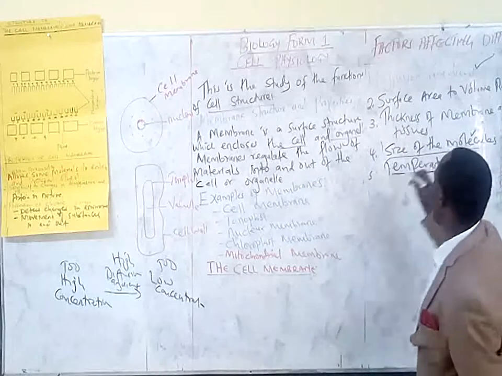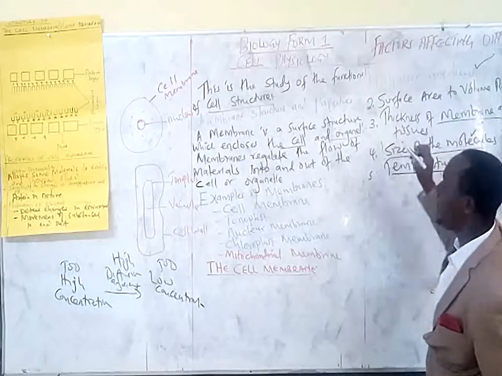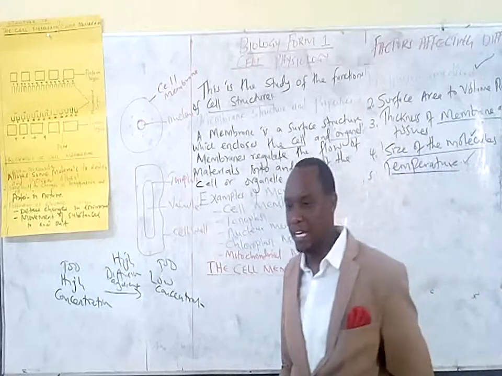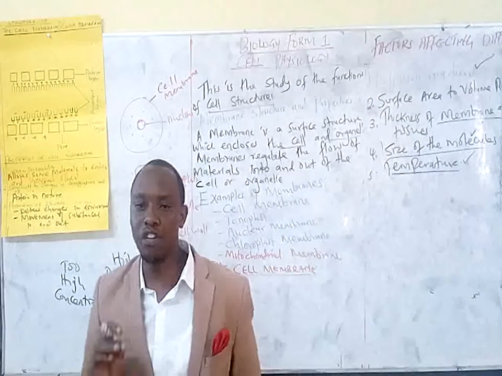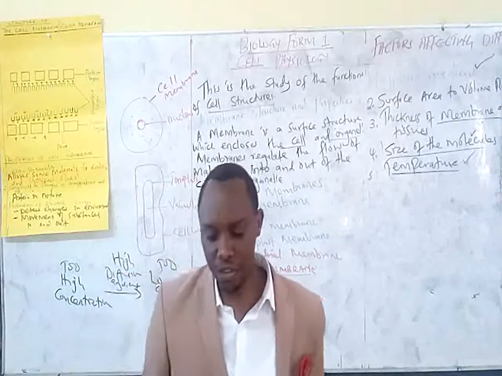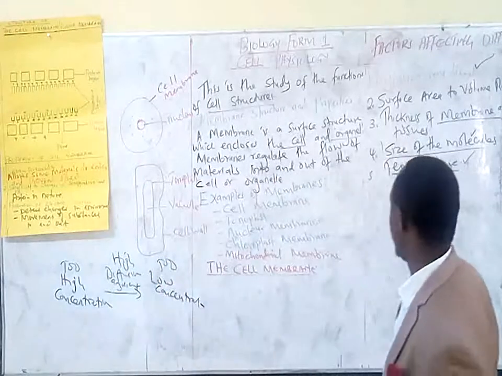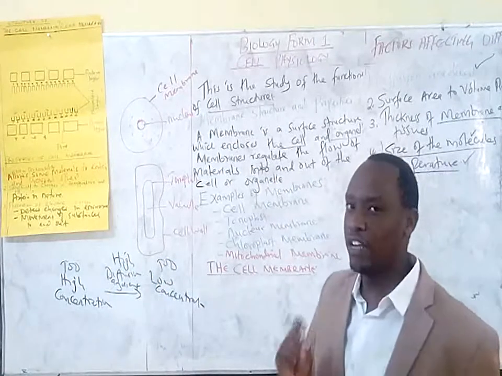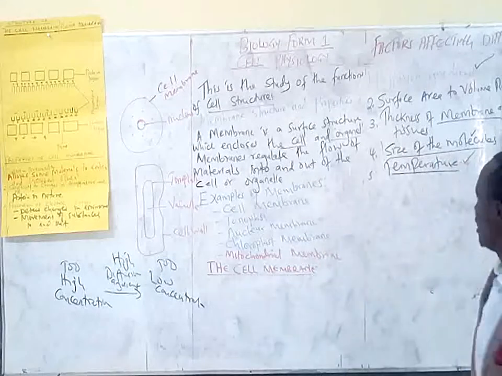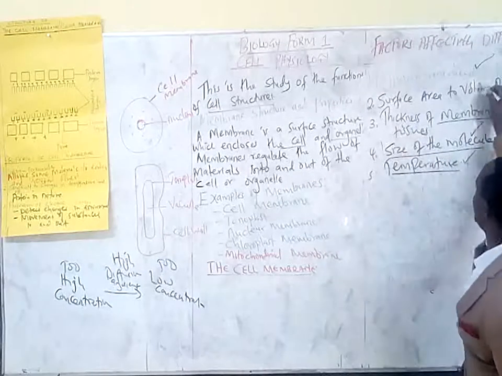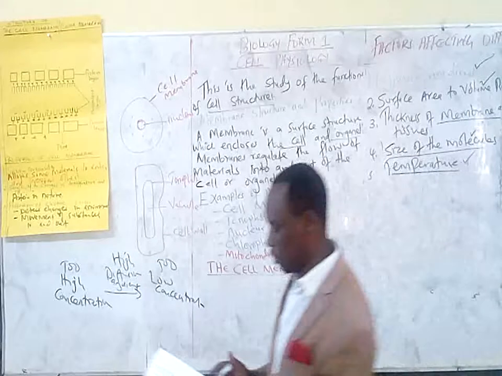The other one is the thickness of the membrane. If the membrane is thick, then the rate of diffusion will reduce. But if the membrane is thin, then diffusion will be faster. And finally, we have surface area to volume ratio. So I will demonstrate here.